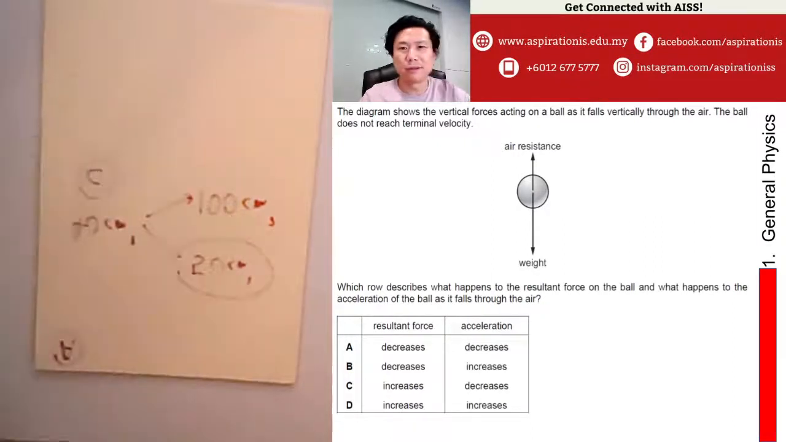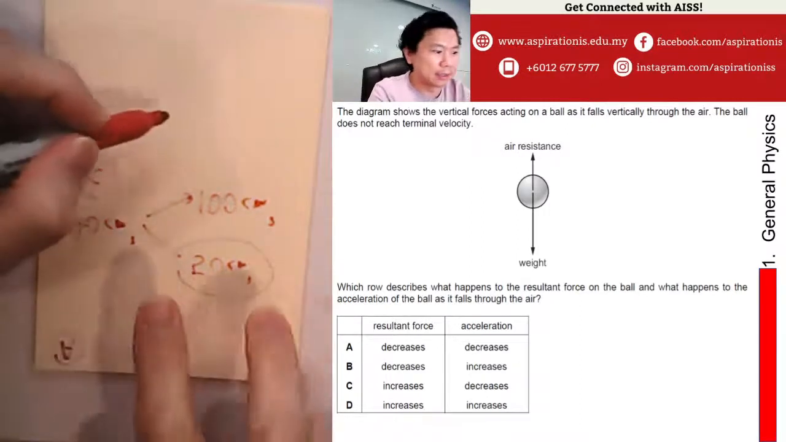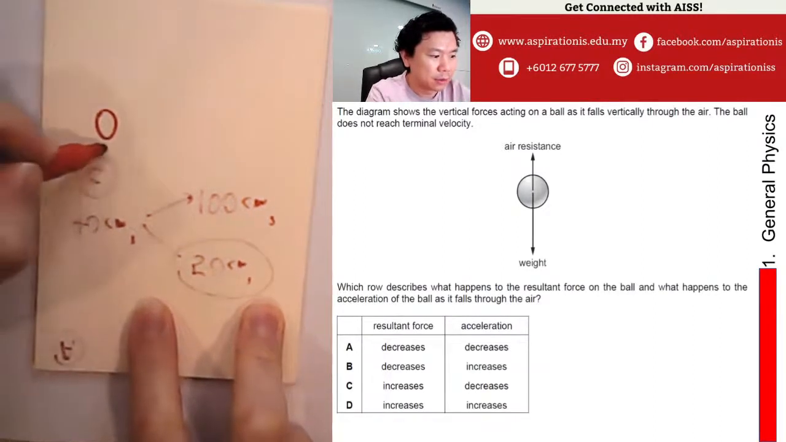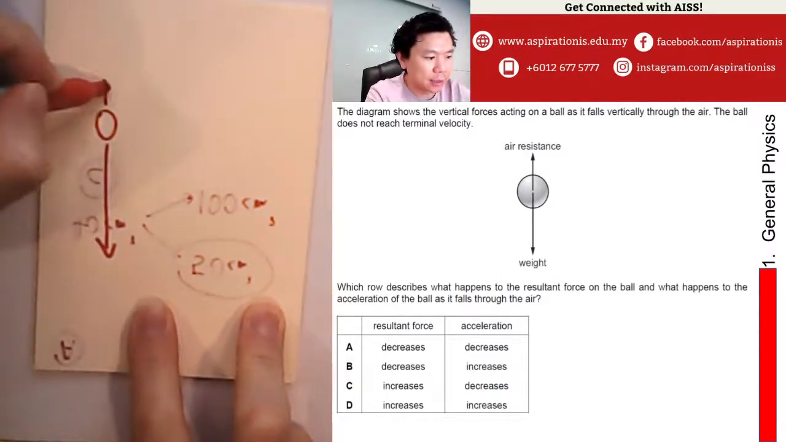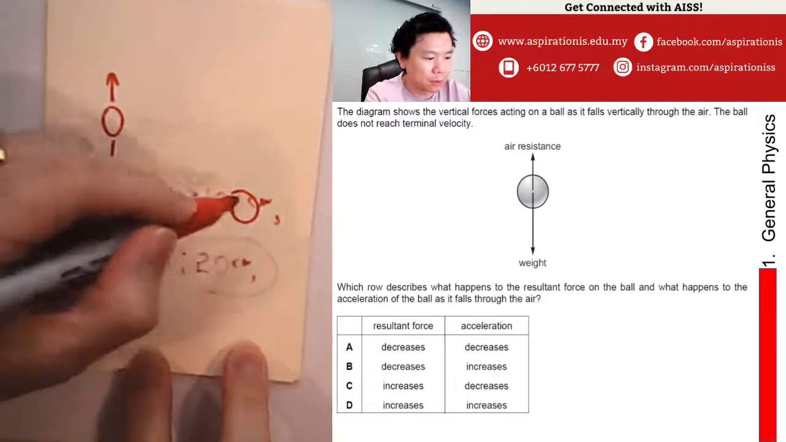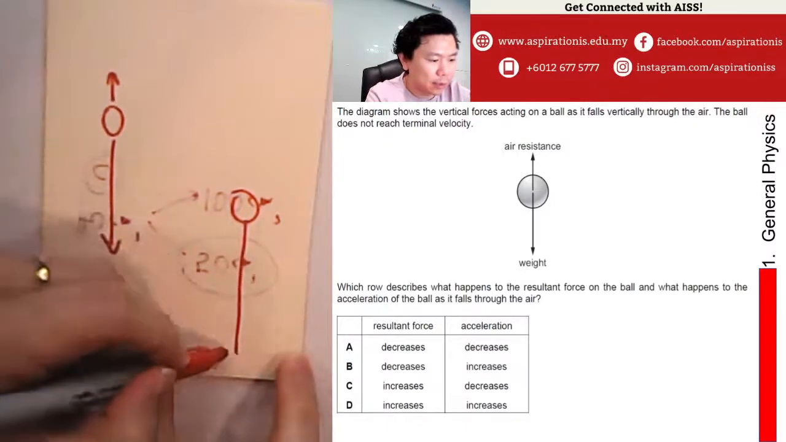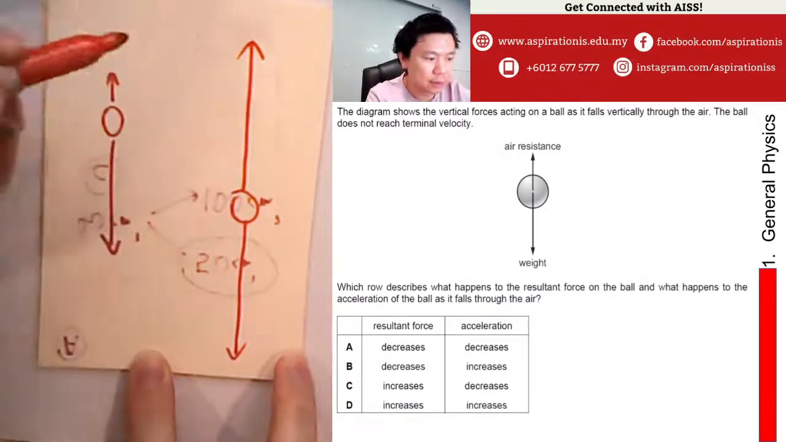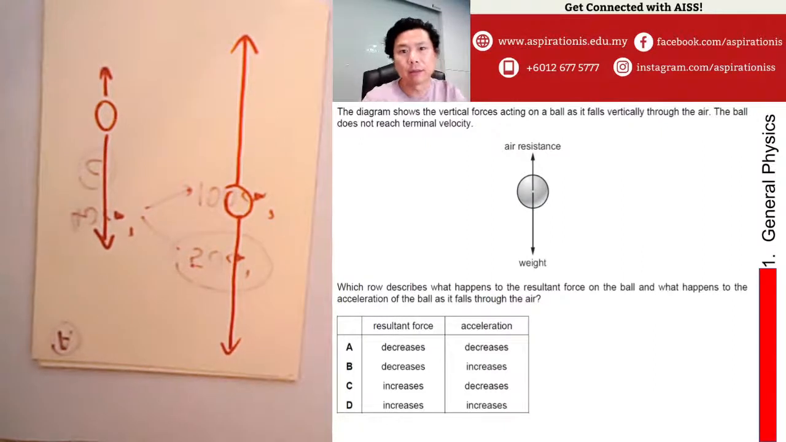The object is experiencing air resistance. As the ball moves down, you need to understand that initially it looks like this, but after some time, when the ball is much lower, the weight stays the same, but the air resistance increases.